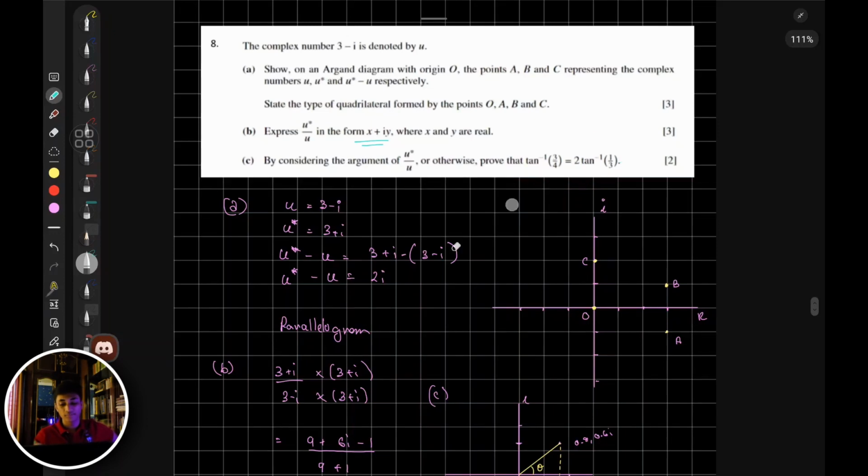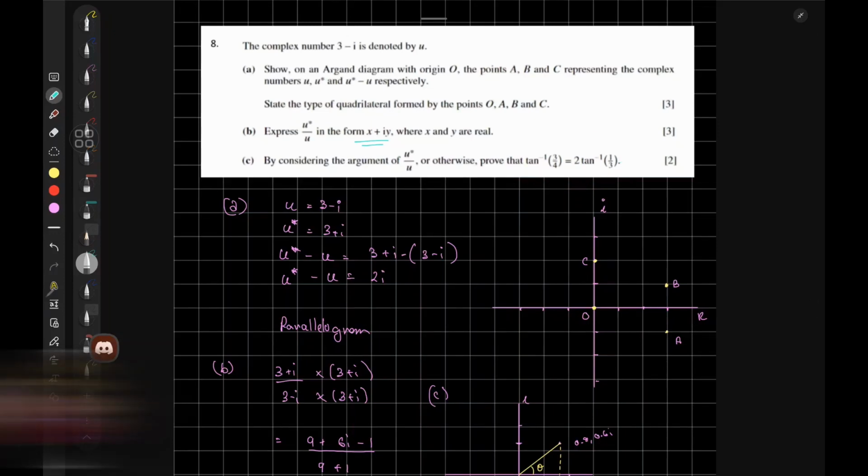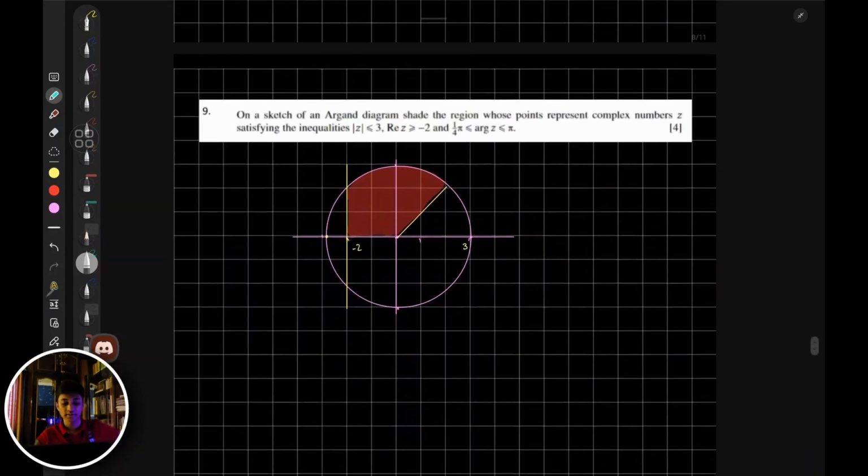Hence proven. Great. That is question 8. Okay, for question 9, they're asking you to sketch on an Argand diagram and shade the region whose points represent the complex number z, satisfying the inequalities modulus of z is less than 3, real value of z is greater than -2, and the argument of z is going to be between pi by 4 and pi.